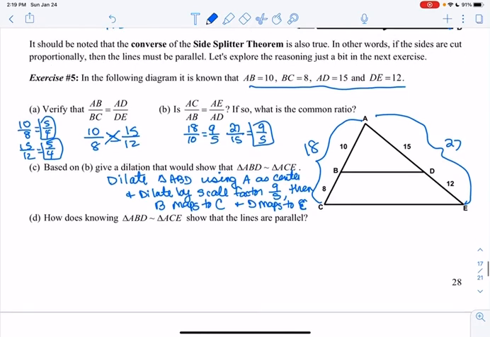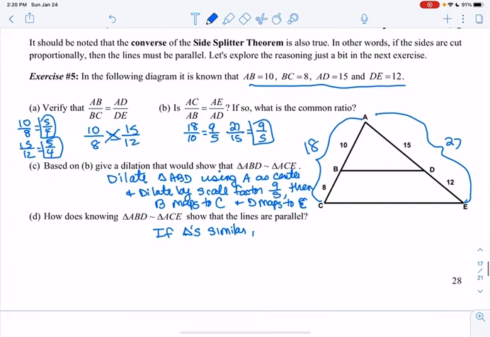All right, how does knowing that the triangles are similar show that the lines are parallel? If the triangles are similar, which I just proved because I could find a dilation that maps one to the other, then I'm going to put some numbers right here too. Angle 1 is congruent to angle 2, and therefore BD would be parallel to CE. So if the angles are congruent and they happen to be corresponding angles, therefore those lines would have to be parallel. So I did the reverse of what I was doing previously. All right, and that's it for this video.